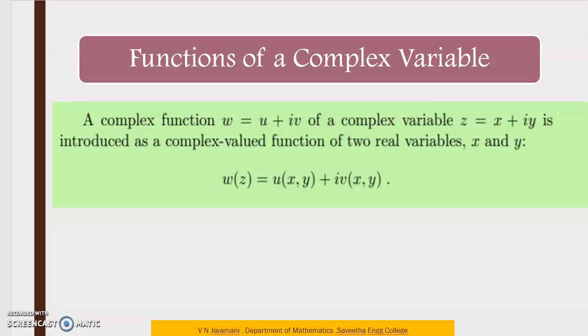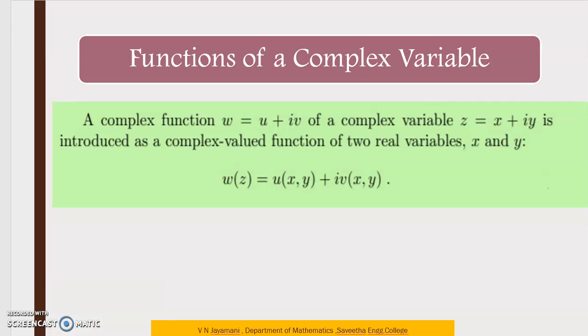Functions of a complex variable. A complex function w is equal to u plus iv of a complex variable z is equal to x plus iy is introduced as a complex valued function of two real variables x and y. So here w is nothing but a complex function. u and v are the real and imaginary parts. x and y are the two real variables.